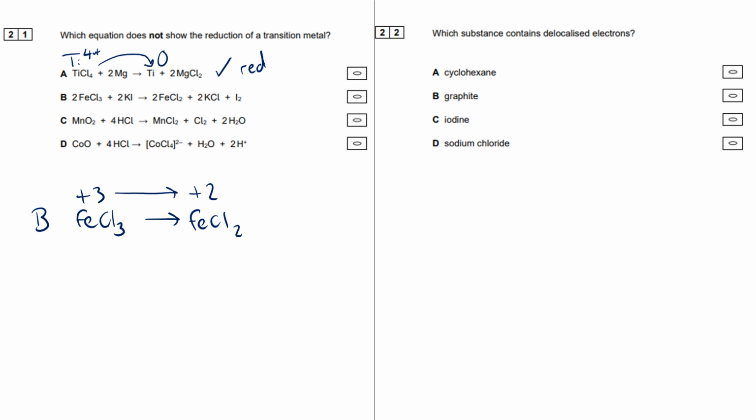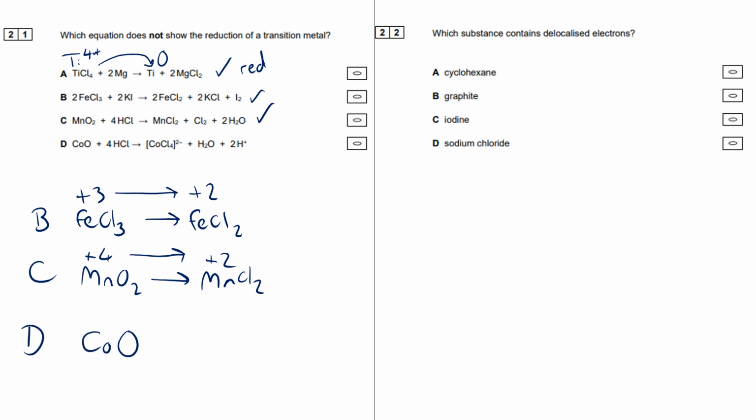In C, we've got MnO2, manganese oxide. The manganese would have a +4 oxidation state. It's going to MnCl2, where the manganese would have a +2 oxidation state. Again, the manganese is being reduced. So it's being reduced in A, B and C. Hopefully in D it's staying the same because we've eliminated the first three answers.